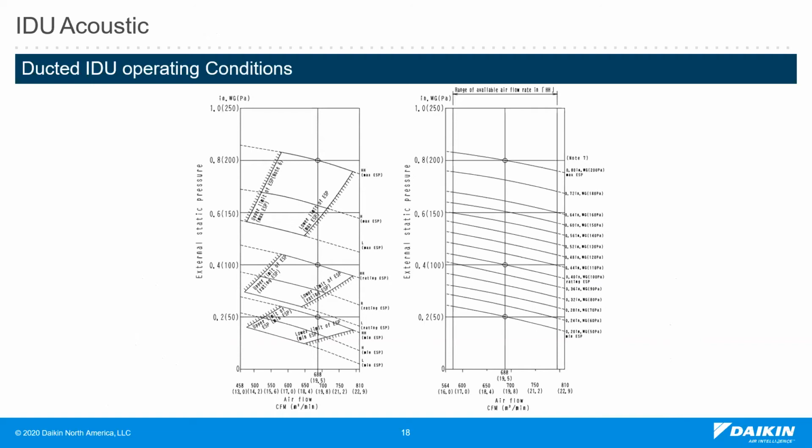Here we have a sample of Daikin's fan characteristic curves, which describe the relationship between static pressure and airflow rates that can be found in our engineering manual, ESP on the y-axis and CFMs on the horizontal axis.